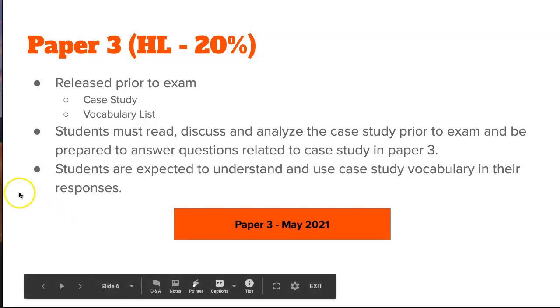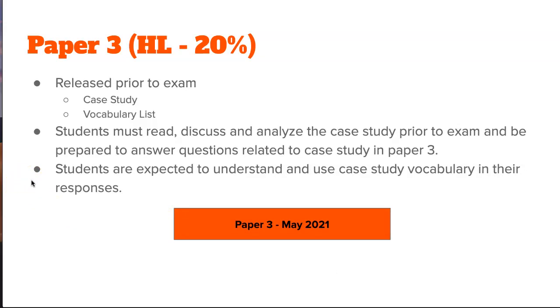This link will take you to the paper 3 for May 2021, and that was about the implementation of blockchain in a small community. Again, those of you writing in May of 2022, it will be a different paper.